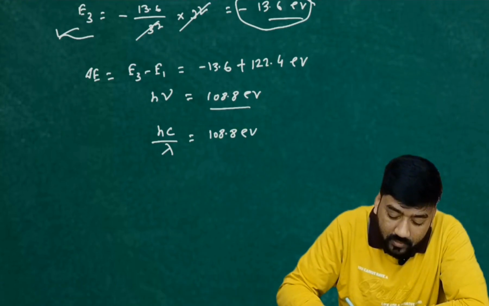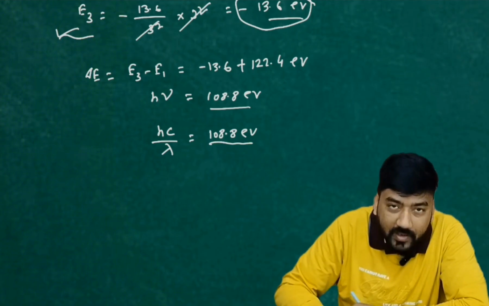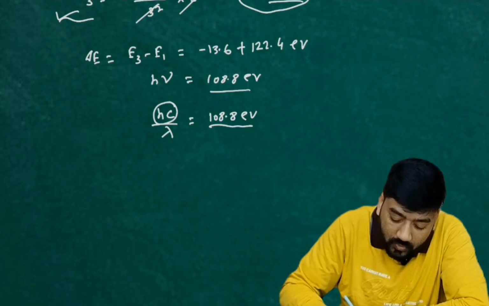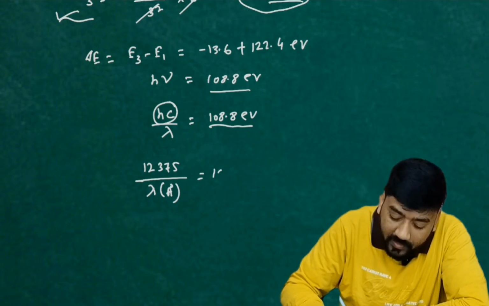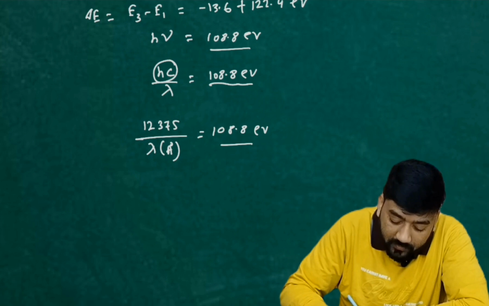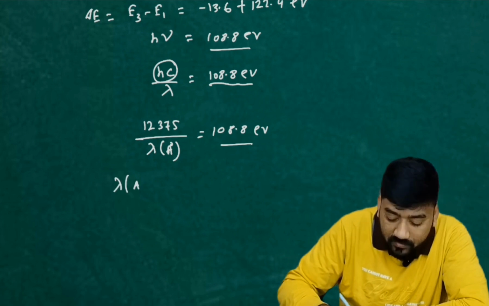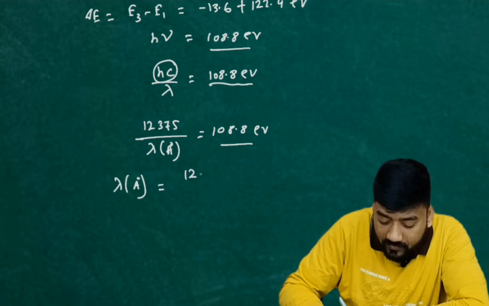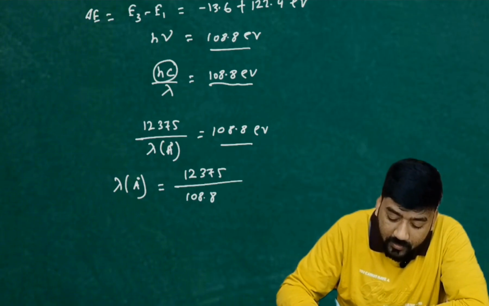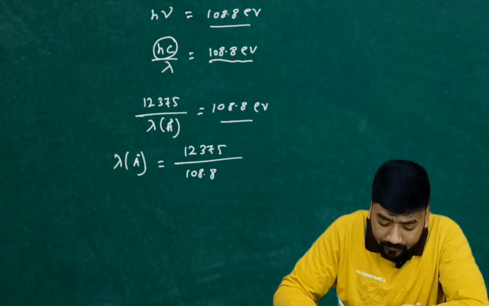Okay, so if you write energy difference in electron volt and lambda in angstrom, then the value of hc we know. The value of hc is 12375 when lambda is expressed in angstrom and energy is expressed in electron volt. This you have to remember for simple calculation. Okay, so from here you can find out lambda. So lambda in angstrom is nothing but 12375 upon 108.8. So it will come in angstrom.